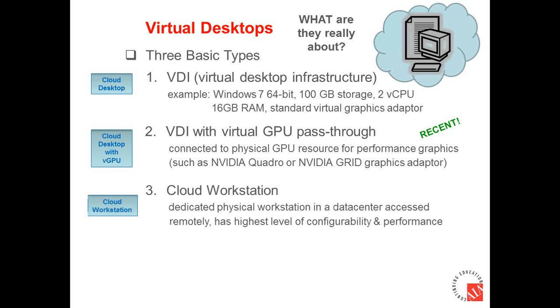There is another class, called Cloud Workstation, and that's where you actually have a dedicated physical workstation in a data center that's accessed remotely. Now, as you might imagine, this has the highest level of configurability and performance because it could be almost anything you want. There might be some standard offerings, but if you're looking for solid-state drives and a $2,000 high-performance video card or whatever, because you're spending 40 hours a week doing renderings and animations, then this might be the better solution for you as well.